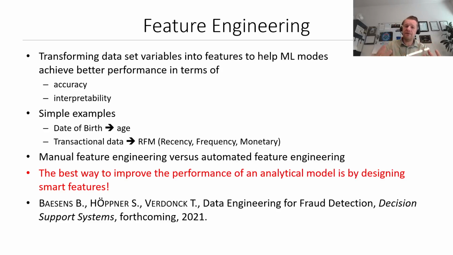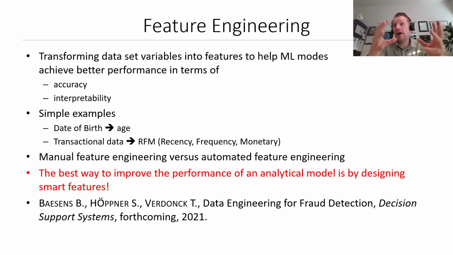A feature is a derived data element. Like based upon the date of birth, you can derive the age. Transactional data can allow us to calculate the RFM features. Recency, how long ago since a transaction was made. Frequency, how frequently are transactions made. And monetary, what's the intensity or the monetary value of a transaction. The RFM features have been very popular in marketing analytics for customer segmentation, for churn prediction and response modeling, but also in fraud analytics. And those features typically will allow you to boost the performance of your machine learning models, as I said, either in terms of accuracy or interpretability.